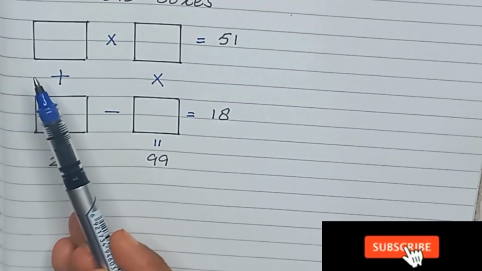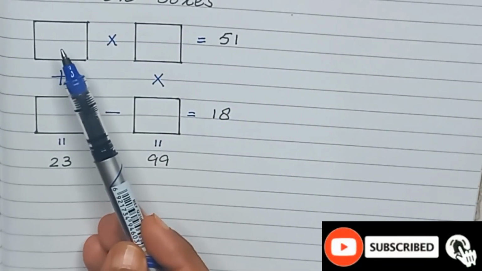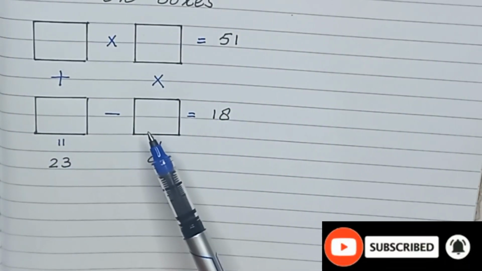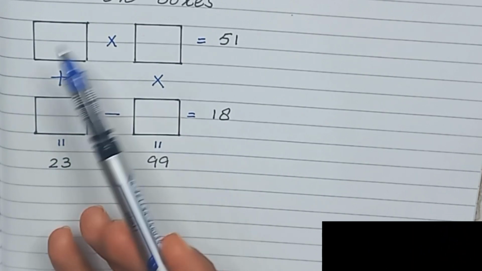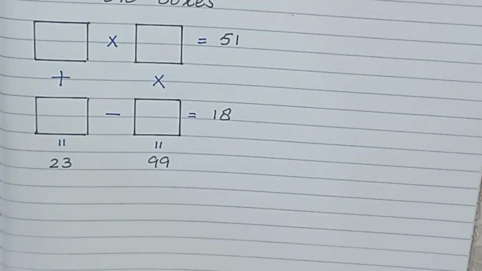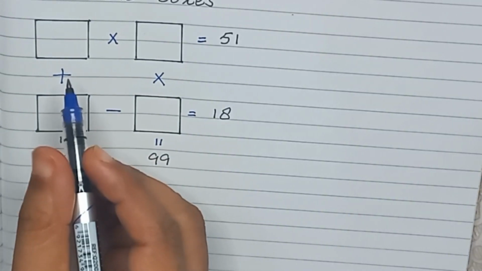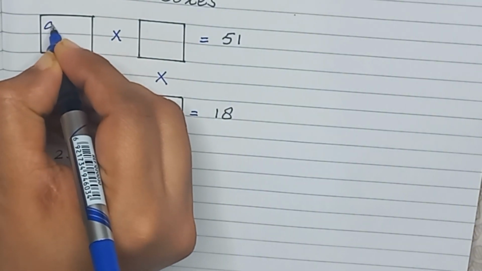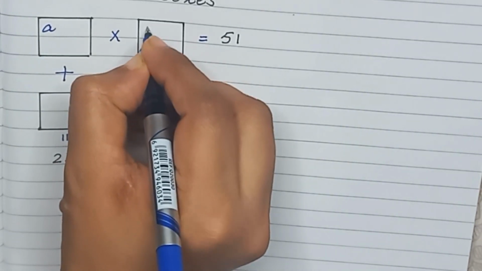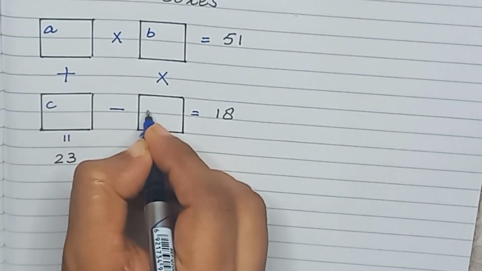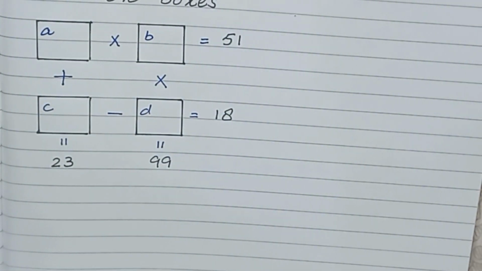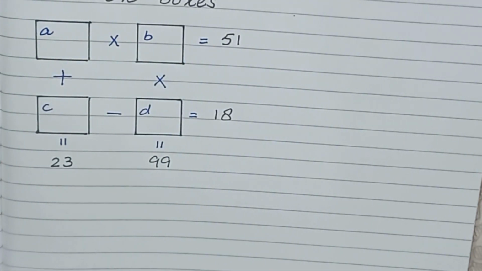Today I have a question: fill the boxes. So here we have 4 boxes and we have to find the values of these 4 boxes. To solve this question, we will suppose that these boxes are named A, B, C and D. So we will name them A, B, C and D.